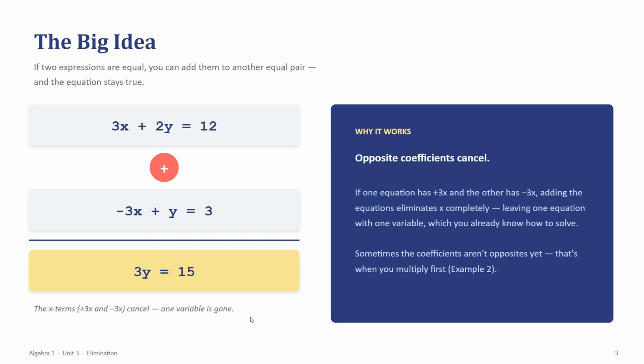Why does this work? Opposite coefficients cancel. If one equation has positive 3x and the other has negative 3x, adding the equations eliminates x completely, leaving one equation with one variable, which you already know how to solve. Sometimes the coefficients aren't opposite yet. That's when you multiply.